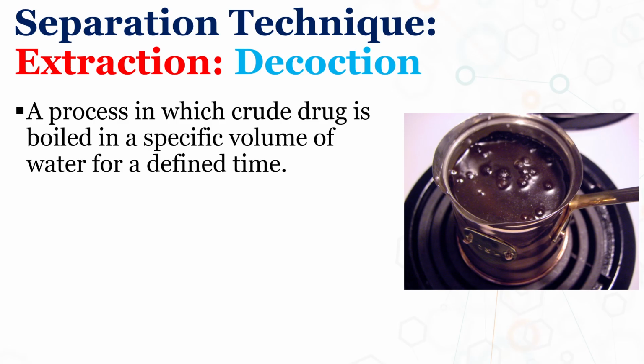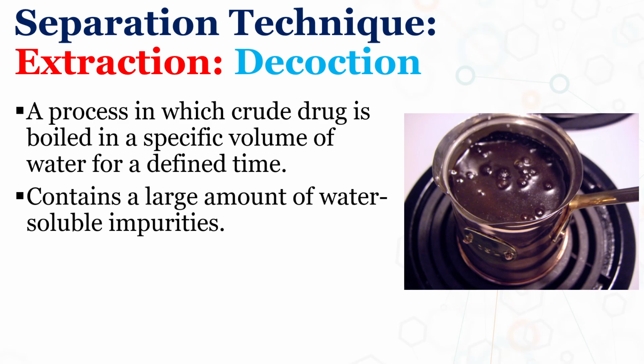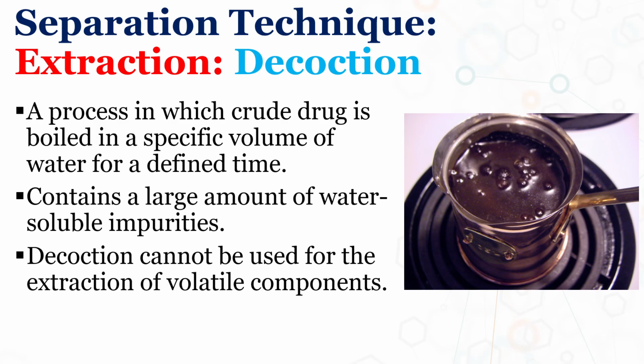Or for plants, ganun din, no? Decoction from leaves or from bark, let's say, and then we boil it to extract the compound or the constituent needed. So, it contains a large amount of water-soluble impurities. That's why we need to boil it. So, decoction cannot be used for the extraction of volatile components. For example, your target is a volatile oil, no? So, we cannot use decoction because obviously, since it's volatile, it will just evaporate.